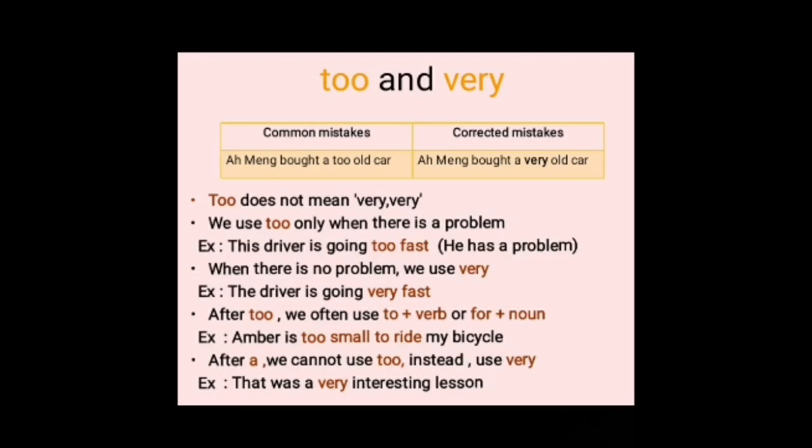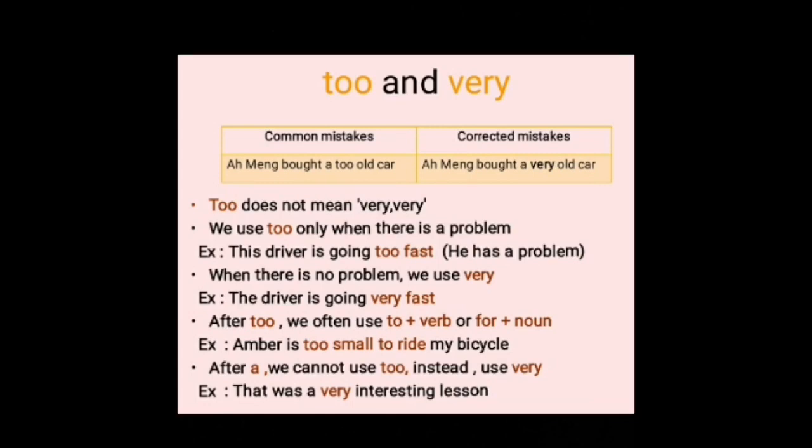After too, we often use to plus verb, which is the example, Amber is too small to ride my bicycle. Or for plus noun. The example is, these trousers are too long for Sundram. Got it? Okay. After a, we cannot use too. Instead, we have to use very. We cannot say that was a too interesting lesson. But we must change it to that was a very interesting lesson.